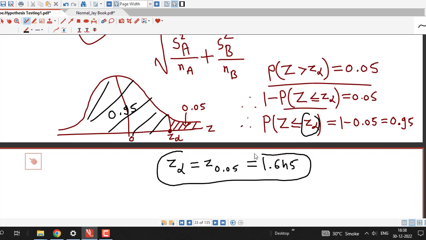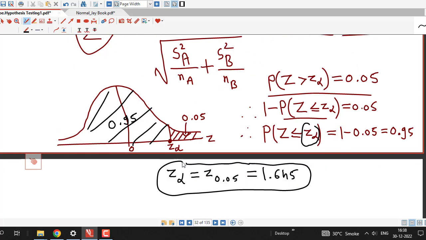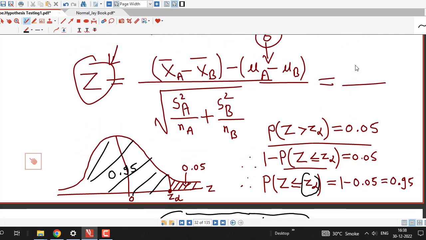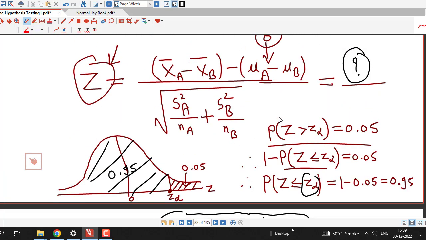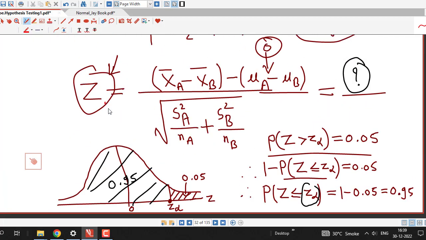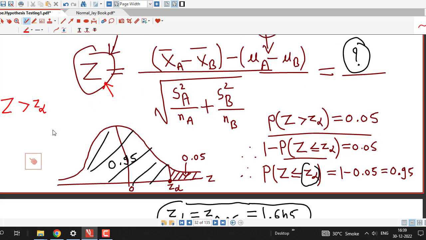So this is the critical value of Z, and after finding the critical value of Z, we have to compare that critical value with this calculated value of the Z statistic. Now if the value of the Z statistic is bigger than Z alpha, that is the critical value, that means suppose the value of the test statistic is somewhere here, then we will reject our null hypothesis.